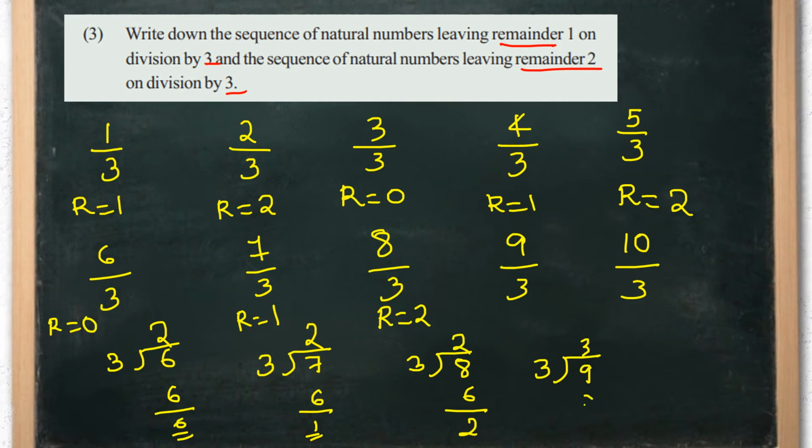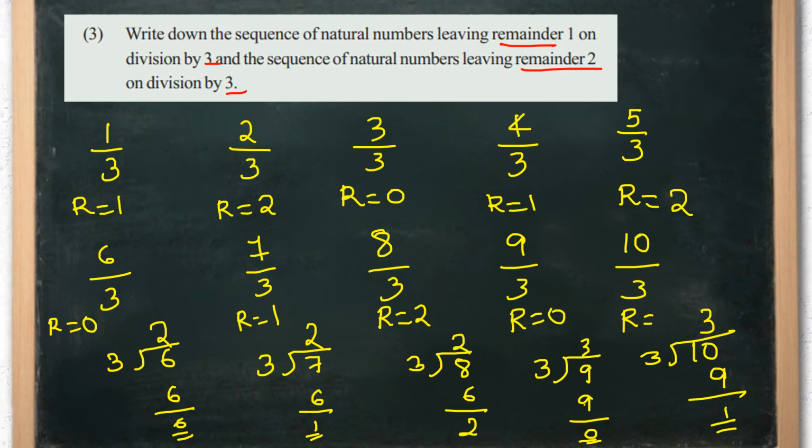3 threes are 9, 0. Remainder is equal to 0. If we divide 10 by 3, 3 threes are 9, 1. So the remainder is 1.